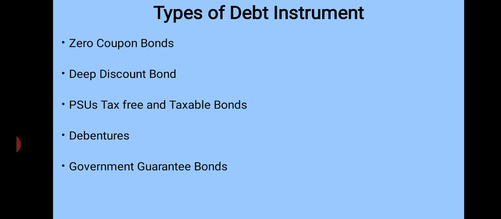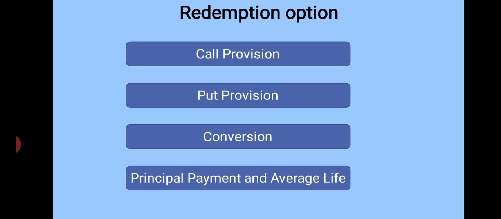Okay. Now we move to a simple area, that is redemption option or provision on debt instruments. So what are the methods? There are 4 methods. First one, call provision. Next one, put provision. Next one, conversion. And the last one, principal payment and average life. First one, call provision. Call provision means some bonds are issued with a provision by which the issuer can redeem the bonds at a specified date and price before its maturity. That is call provision. Such a provision is meant to safeguard the issuer.